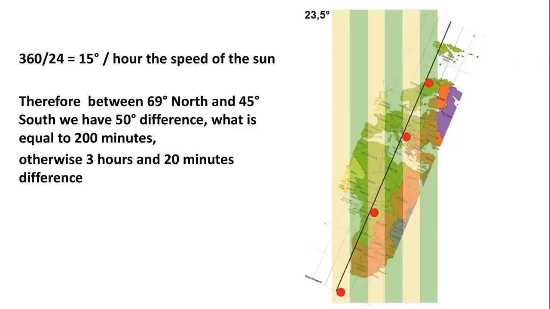360 divided by 24 equals 15 degrees per hour. Therefore, between 69 degrees north and 45 degrees south, we have a 50 degrees difference, which equals 200 minutes or 3 hours and 20 minutes difference.